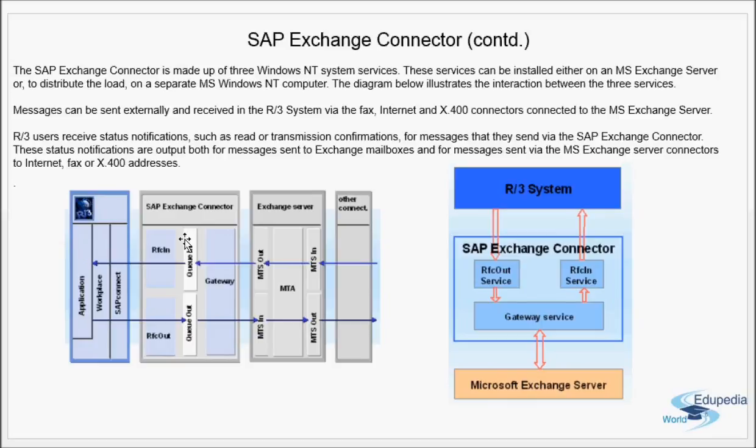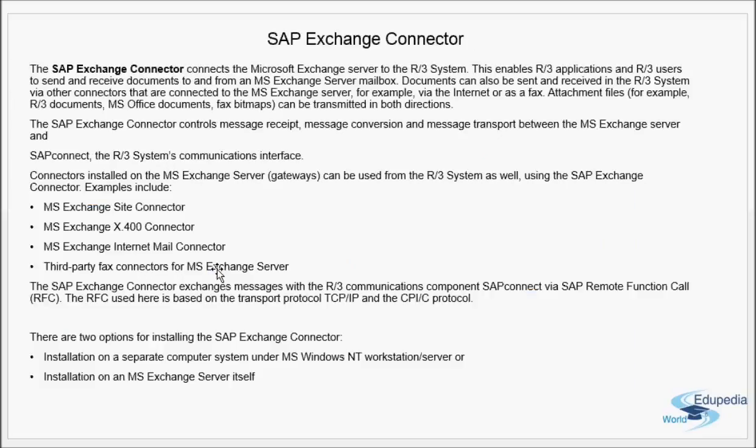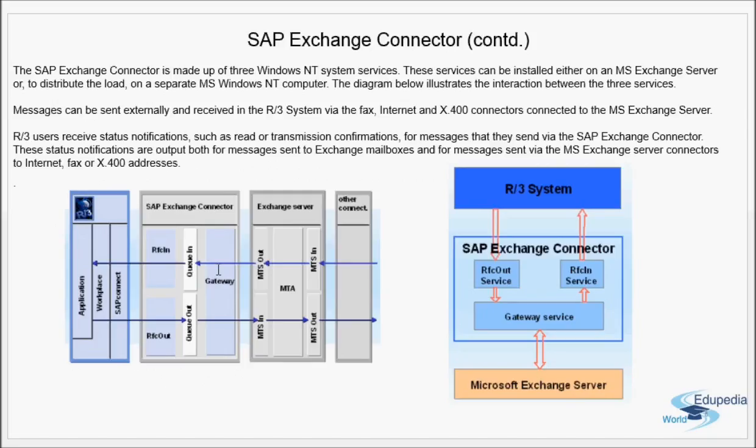Okay, now the other important thing is that SAP Connect is a communication interface on the SAP side. It communicates with the SAP Exchange connector via RFCs, remote function calls. And these RFCs use TCP/IP or the SIPIC protocols. So far, this is the actual view of what this SAP Exchange connector is about. It helps in communication.